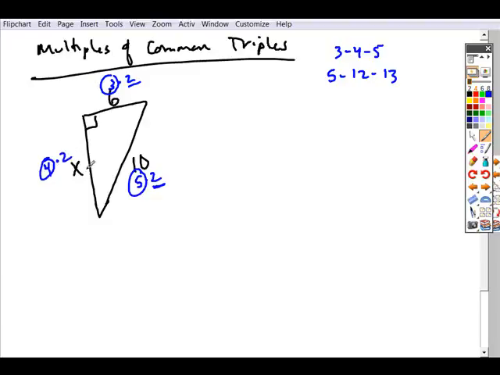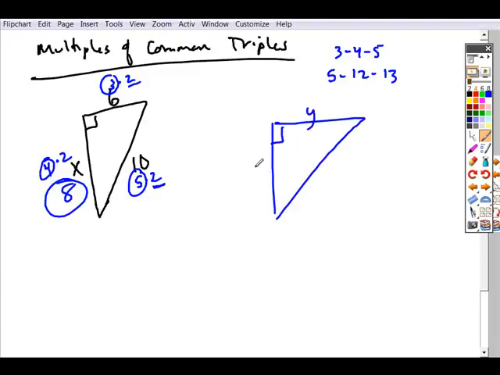Here in this particular case, our multiplier was a 2. And so 4 times 2 gives us 8. So once again, you can mentally calculate this unknown side pretty easily using the common triples or the multiples of them. Okay, so what if I gave you this triangle? And see if you can find what y is. Just quickly, mental calculation.